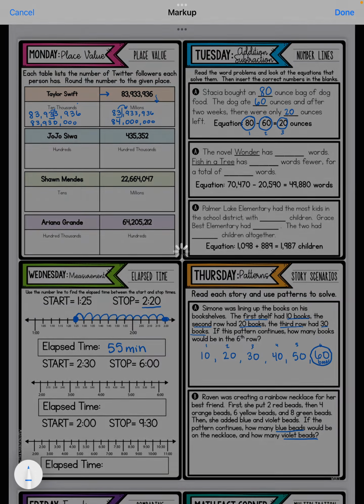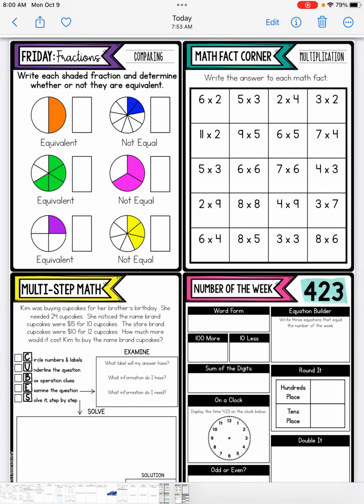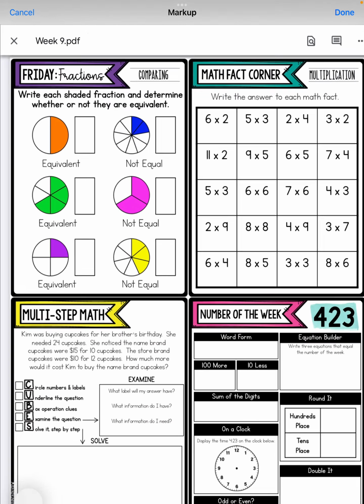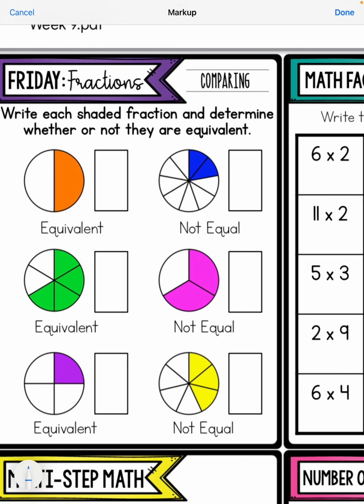Going on to the next page on our Friday math boxes. It says write each shaded fraction and determine whether or not they are equivalent. So next to the circles, we're going to put the fraction, 1/2 for this one. And then for this next one, there's 2 shaded pieces out of 1, 2, 3, 4, 5, 6, 7, 8, 9 pieces total. Remember, you have to count the shaded pieces in the total. And then you're going to compare the two.